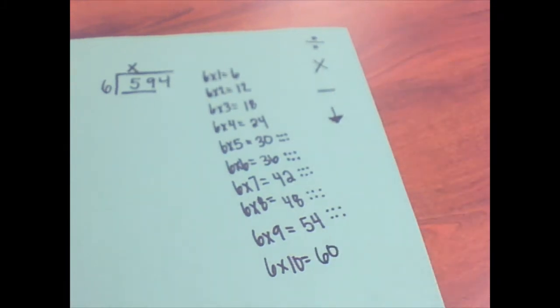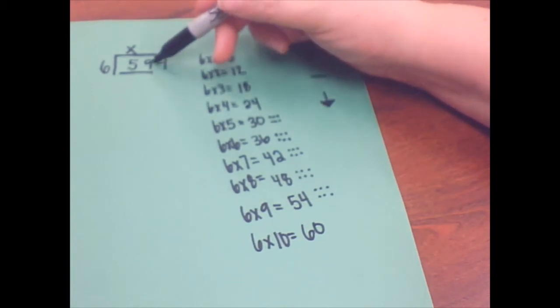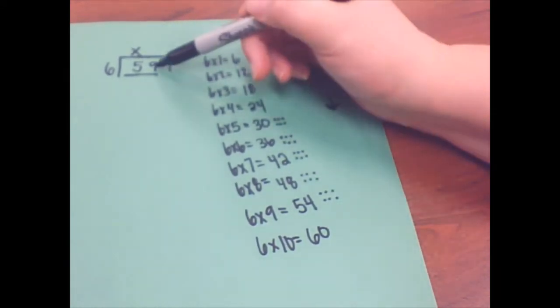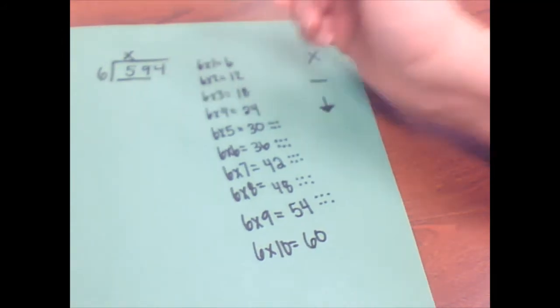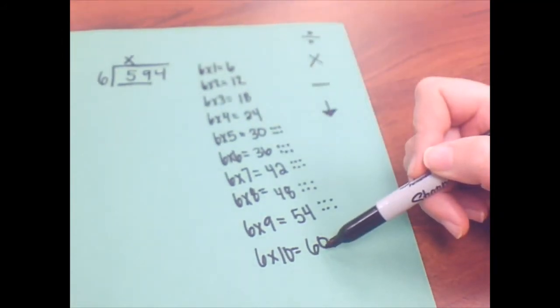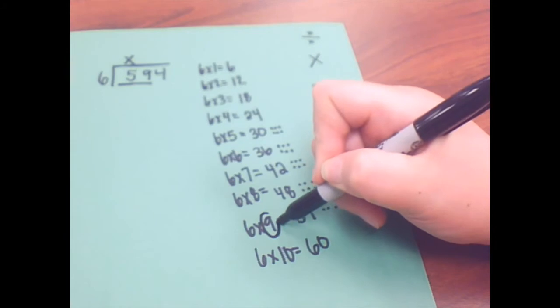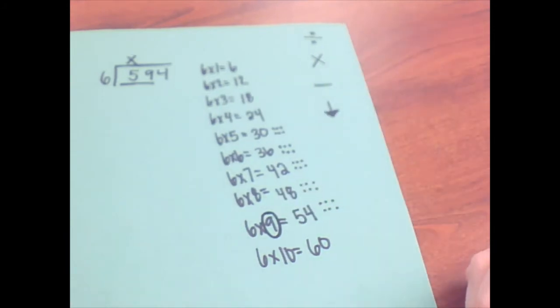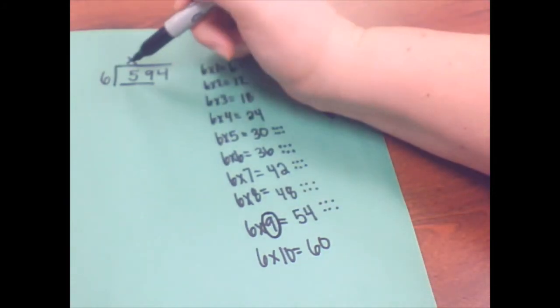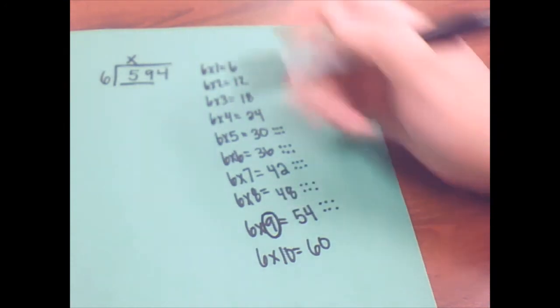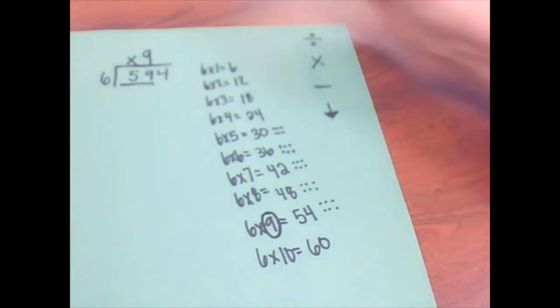Okay, so I went past 59. I have to find the number that is the closest to 59 without going over. 60 went over 59. So 54 was the closest I could get to 59. So I'm going to circle that 9. And I know that 6 goes into 59 9 times. Okay. I divided. So I'm going to give it a check.